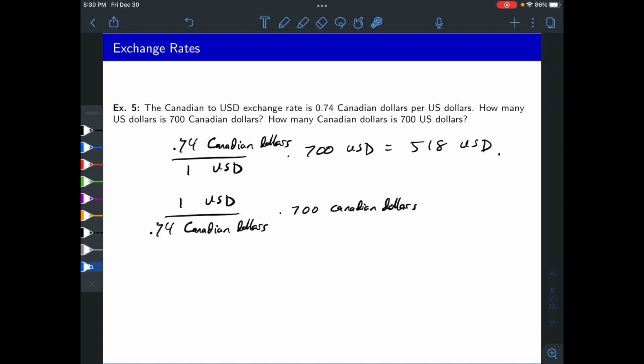So instead of multiplying 700 times 0.74, you can take 700 Canadian dollars divided by 0.74. And so 700 over 0.74, my calculator tells me, is equal to 945.9459, which I'll round to 945.95 Canadian dollars. Awesome. Okay.